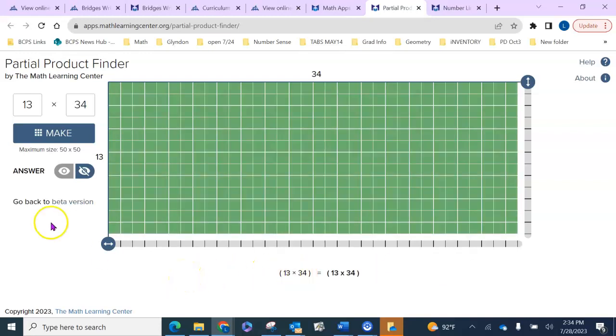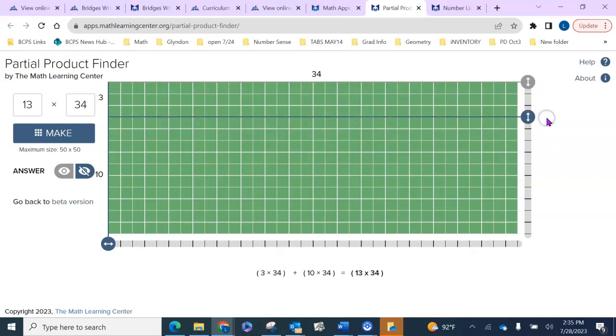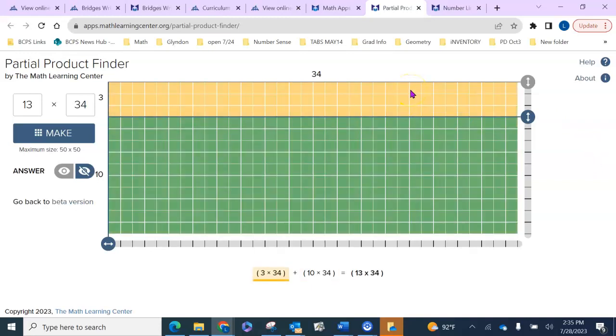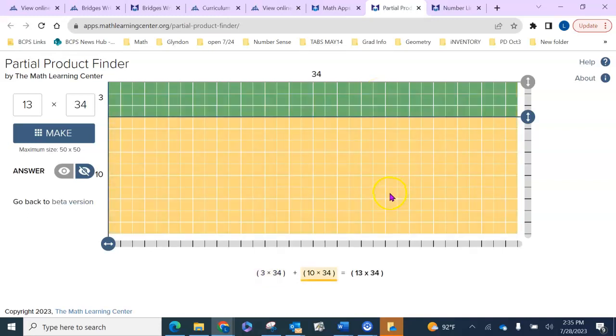Now, in order to solve that in two regions, I can divide either one of those factors into two different parts. So the easiest thing to do is to divide my factor of 13 into 10 and 3. And I can see that I have one region here, which is 3 times 34, and one region on the bottom that shows 10 times 34.